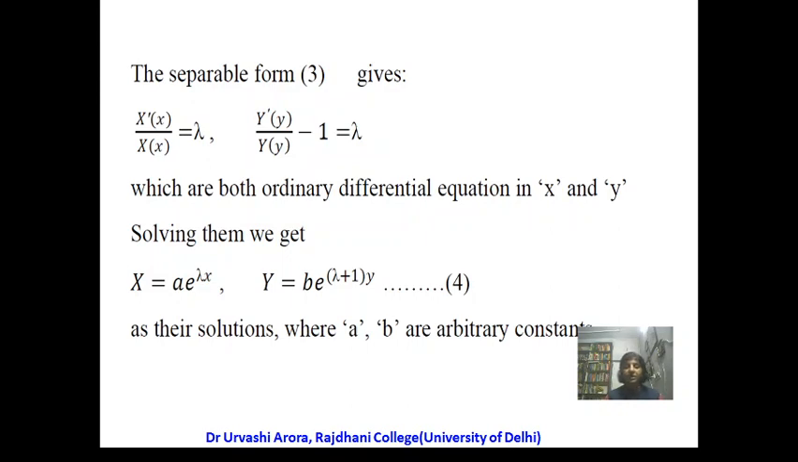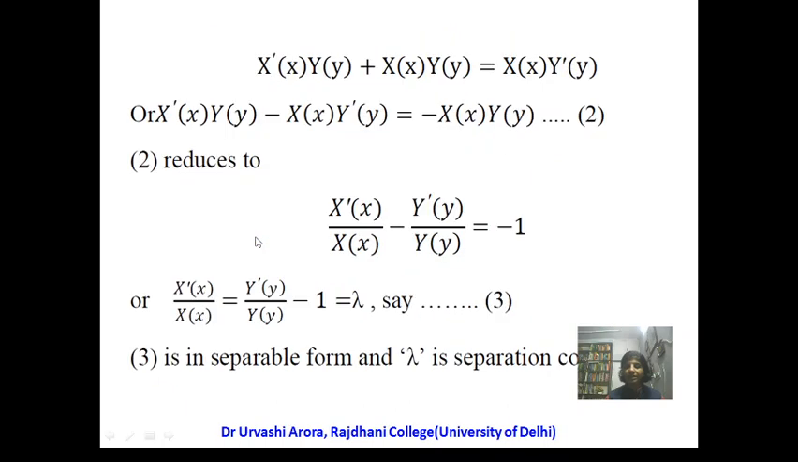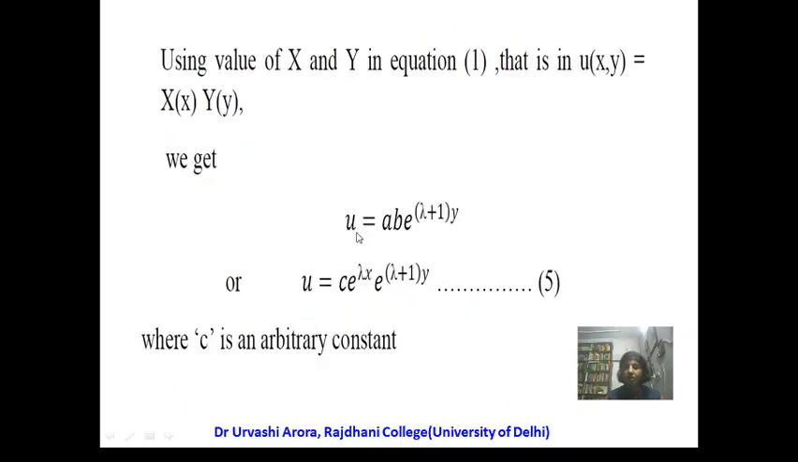So this is the value of capital X that you have obtained. This is the value of capital Y that we have obtained, and now you will just use these two values in the value of u that you had assumed. This is the value of u that we had assumed. We'll just substitute the values of capital X and capital Y from here in u, and when you make the substitution, this is what you get.